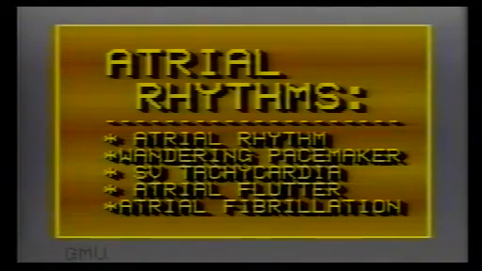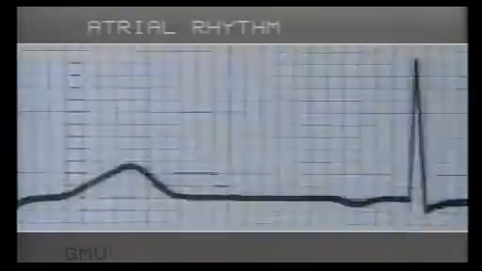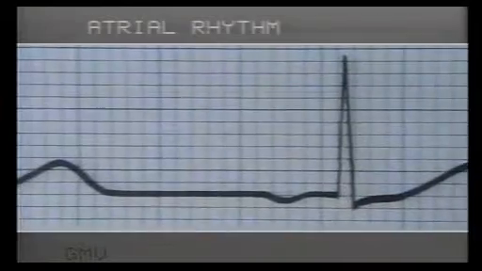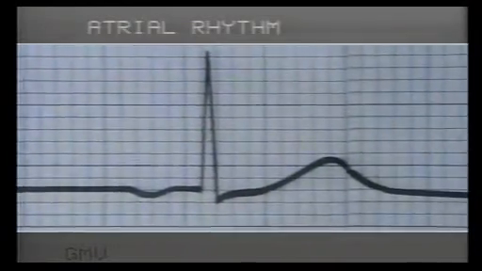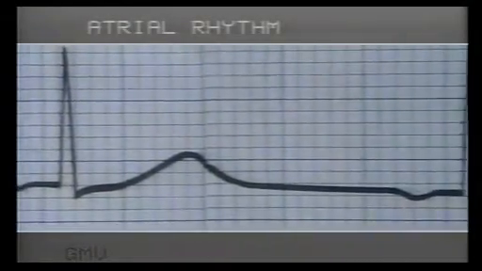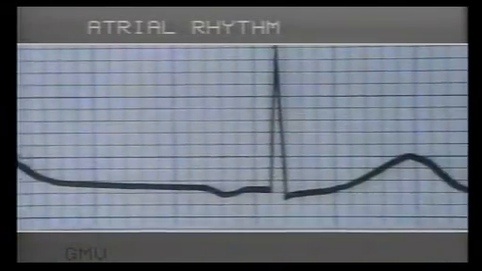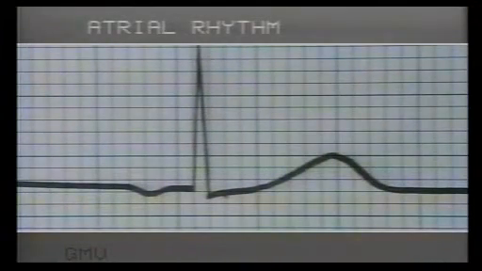Now we shall study atrial rhythms, which includes atrial rhythm, wandering pacemaker, supraventricular tachycardia, atrial flutter, and atrial fibrillation. This ECG shows lead 2 tracing with inverted P waves. That is, the impulse is arising low in the atrium and travelling backwards. This is termed as non-sinus atrial rhythm.